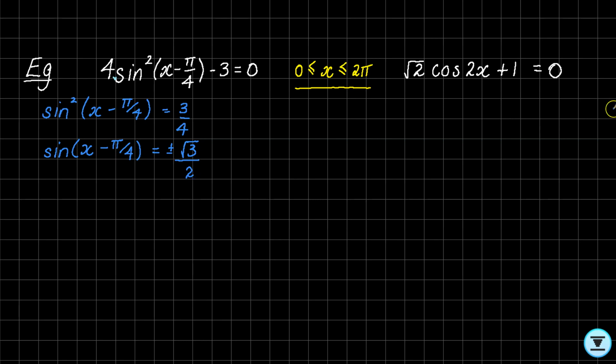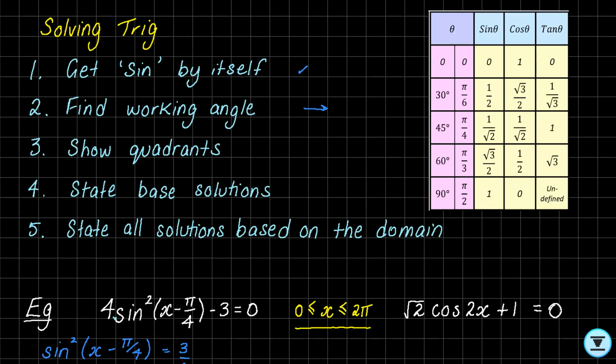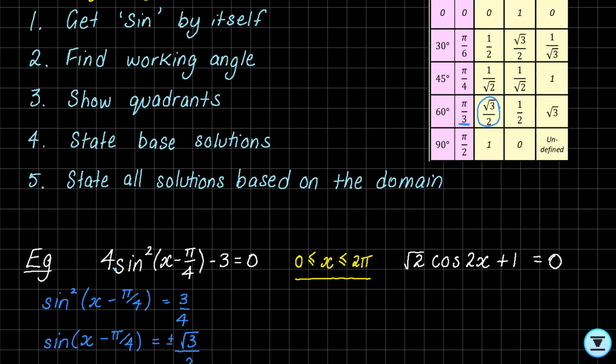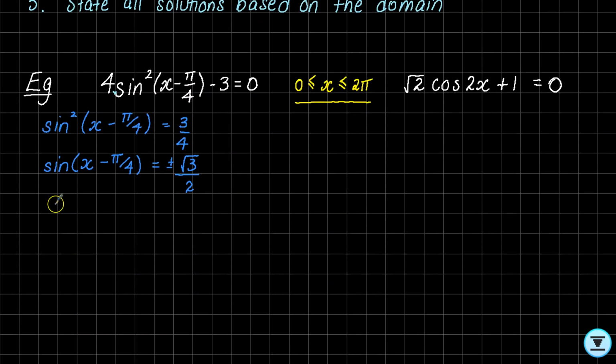It's at this point where we want to go back up and suss our table. Okay, so we're looking for when sine is root 3 on 2, and we can see that it's this one, right? This one here, which means my working angle is pi on 3. So we write down working angle pi on 3. We're then going to suss our quadrants. In this case, because it's positive and negative, it means we're in every single quadrant.